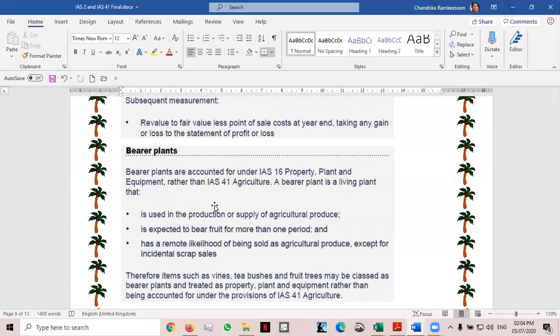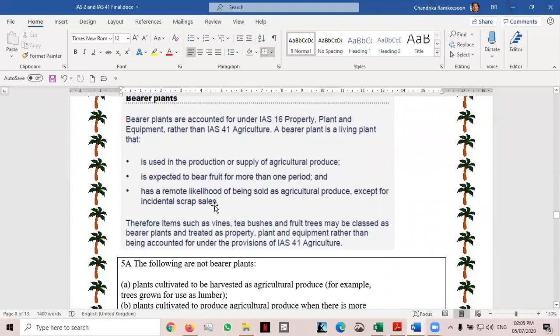I mean, if you were to look at Mr. Sheep or Mrs. Sheep, the wool is not edible, but it nevertheless is considered as produce. A bearer plant also has a remote likelihood of being sold as agricultural produce, meaning the plant itself, except for scrap sales. Therefore, items such as vines, tea bushes, and fruit trees may be classified as bearer plants and treated under property, plant, and equipment rather than IAS 41.